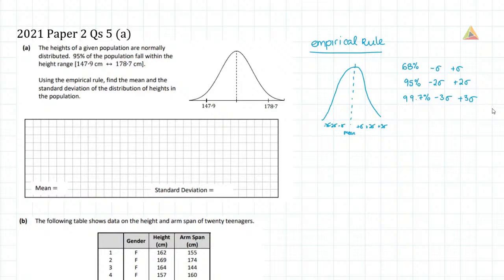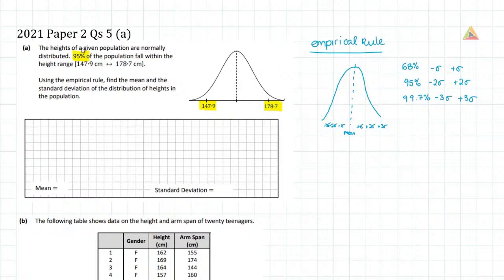So that's what our first question that we're going to look at here is going to be talking about, our empirical rule. So 2021 paper 2 question 5 part A says the heights of a given population are normally distributed. So that's this bell curve or a normal distribution, and it tells us that 95% of the population fall within the height range from 147.9 up to 178.7 centimeters. So it says, using the empirical rule, find the mean and the standard deviation of the distribution of heights in the population.